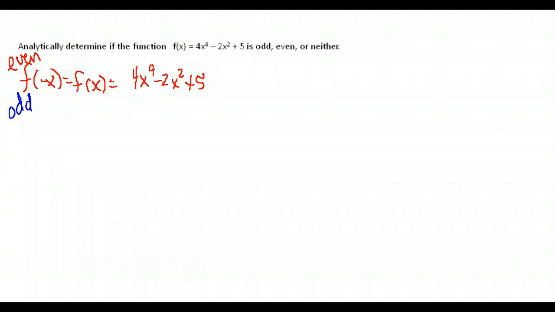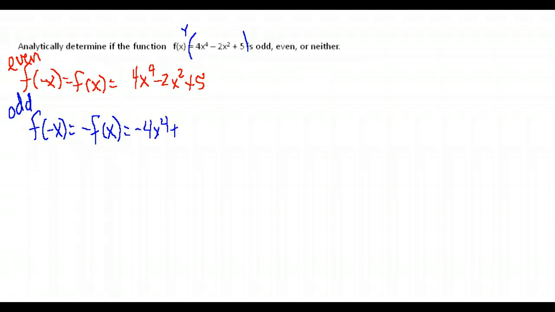It's odd if, when we put in a negative x, it comes out as if we took the whole thing times negative 1. So let's look at what that would look like. It would give us a negative 4x to the fourth plus a 2x squared minus a 5. So it's going to be even if it comes out as the first thing, odd if it comes out as the second. Let's see what happens.